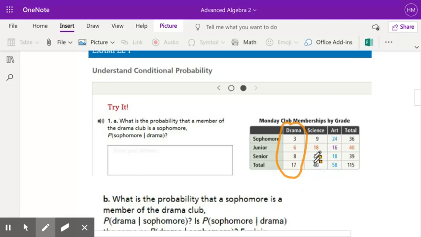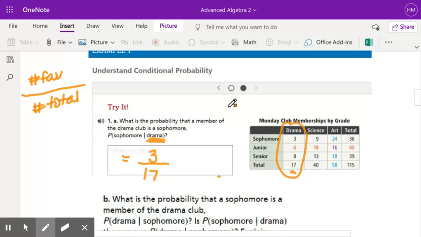So we're only interested in the drama club. Notice there's 17 people total in the drama club. So what's the probability that the person from the drama club is a sophomore? Well, this right here is also our denominator. Remember, for probability, it's the number of favorable outcomes over the number of total outcomes. In this case, our total outcomes would be however many people are in drama. So there are 17 people in drama. So the probability of a sophomore in the drama club would be 3 out of 17.